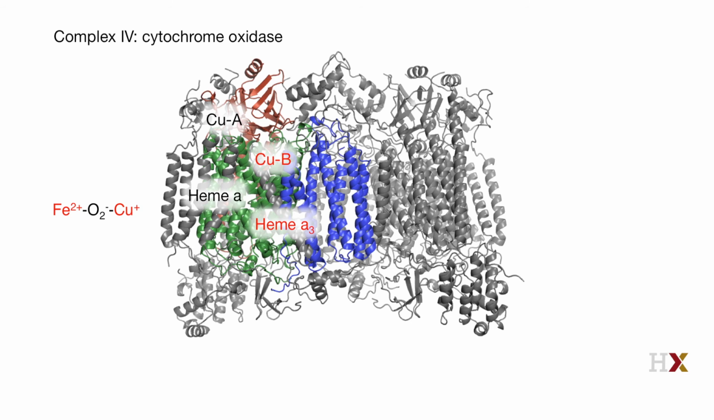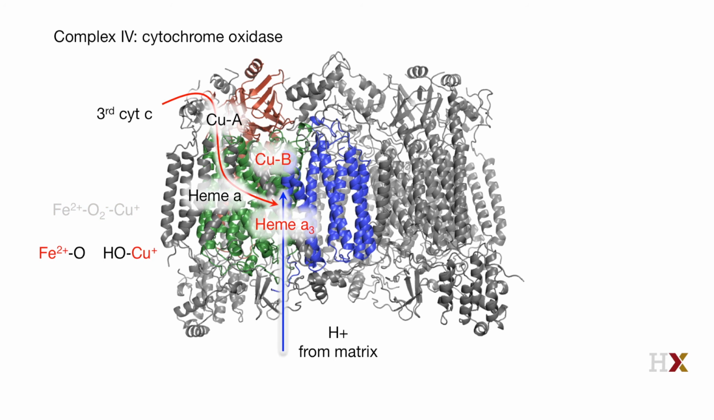Step 3. A third reduced cytochrome C binds to complex 4, passes its electron through the same path, and this electron plus a proton that is extracted from the mitochondrial matrix will lead to the cleavage of the peroxide bond. One oxygen atom will be bound to iron, and the hydroxyl group that is formed will be bound to copper.